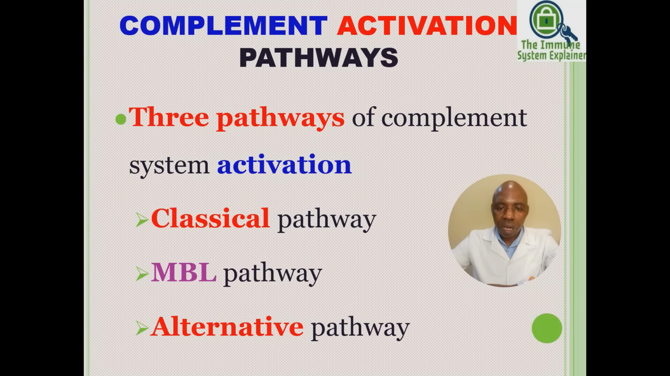So now let's start talking about the activation, and we want to mention that we have three pathways through which the complement system is activated, and that is the classical pathway, the Mannan binding lectin pathway, and the alternative pathway.